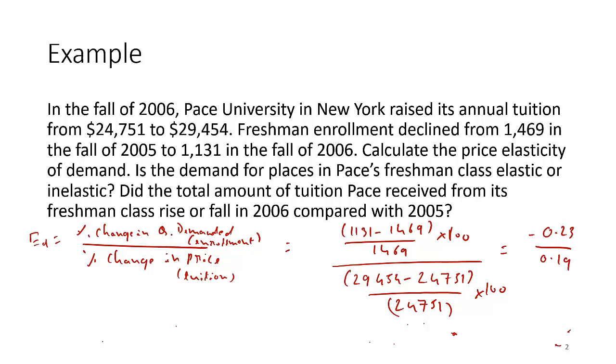So your elasticity of demand is equal to negative 1.21. Now we all know we always drop the negative sign. So elasticity of demand is 1.21, which is more than 1. That means demand is elastic. So it's an elastic demand.